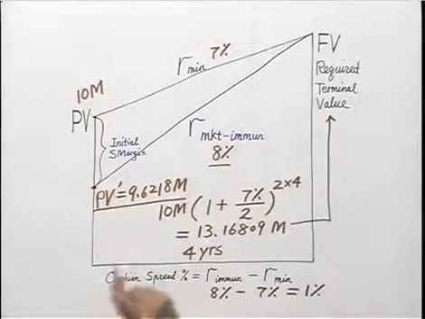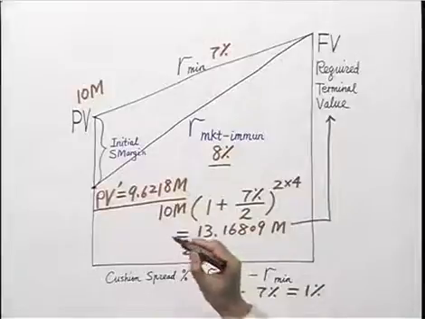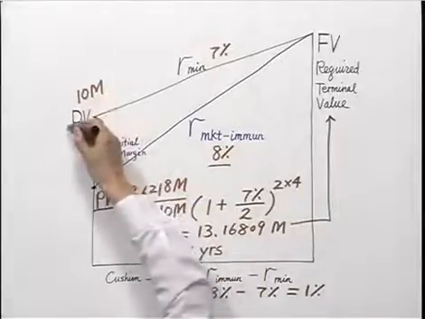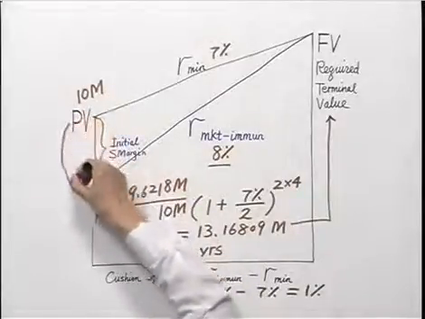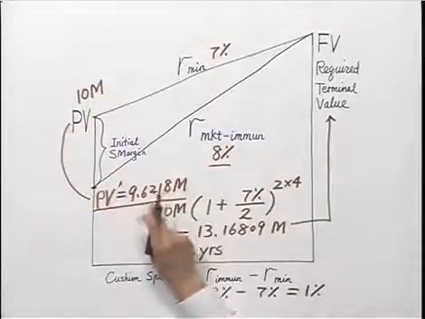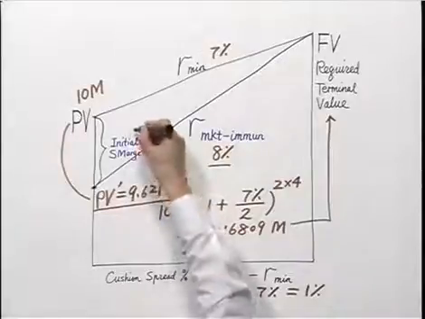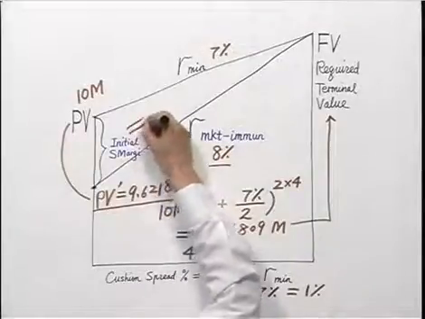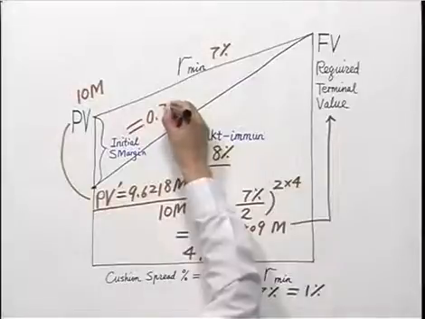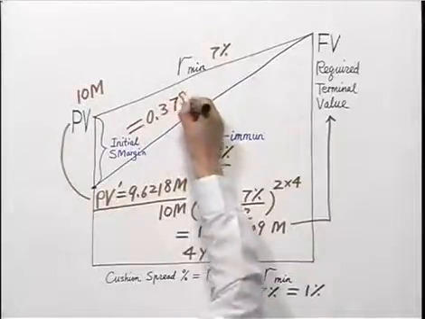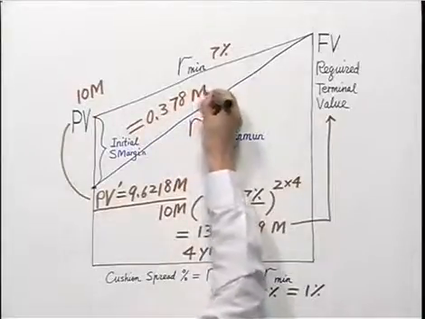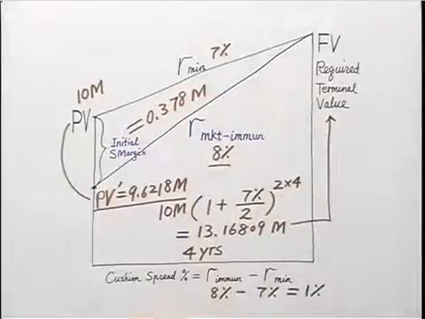So our initial safety margin is going to be the difference between $10 million and 9.6218 million. Essentially, our initial safety margin will be 0.378 million, approximately. We also need to understand a very important concept called contingent immunization.